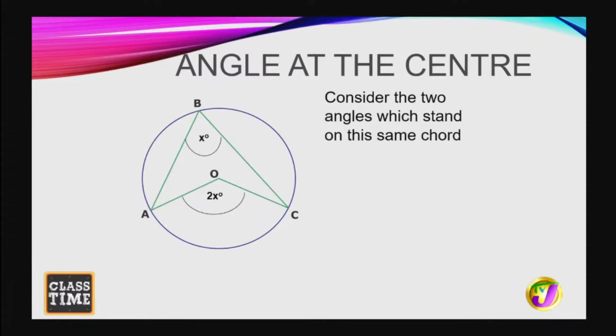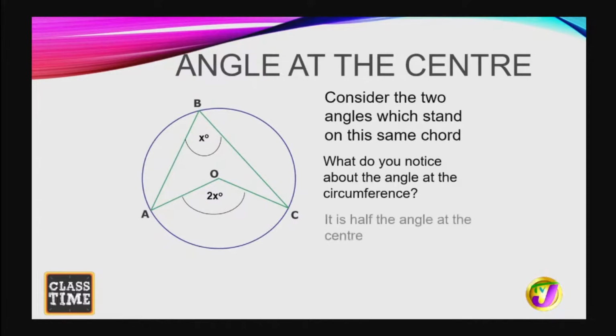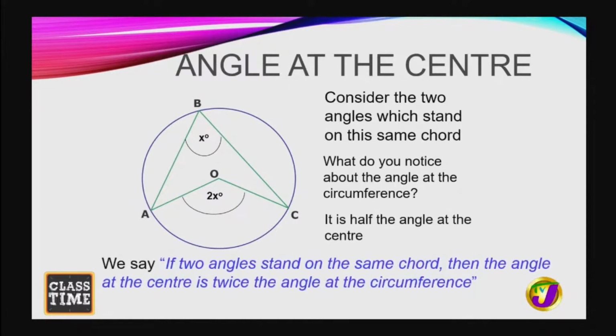Consider the two angles which stand on the same chord, and we notice that the angle at the circumference is half the one at the center. So we say that if two angles stand on the same chord, then the angle at the center is twice the angle at the circumference.